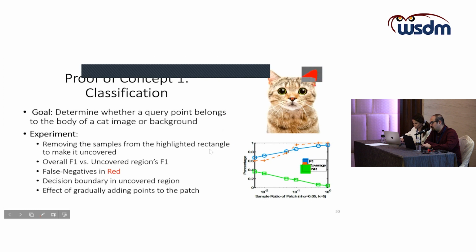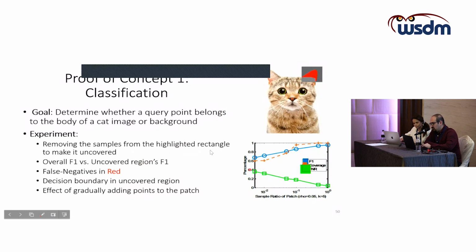In fact, what we observed was that it simply is connecting this part to this part. It completely ignores the right ear of the cat. So therefore, we have a very high false negative that belongs to the ear of the cat.